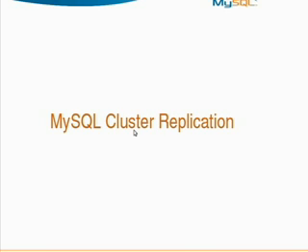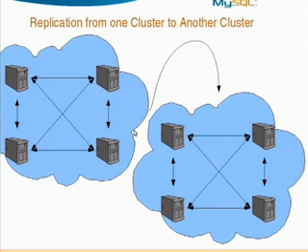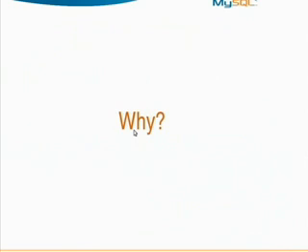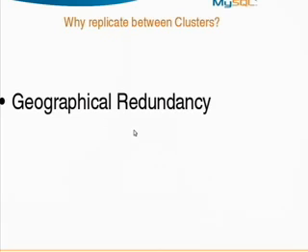But we also support this cool thing called MySQL Cluster Replication. We're not talking about the internal mirroring of data between nodes here. So not that nodes in a node group, number of replicas thing. We're talking about taking data in one cluster and replicating it to another cluster over a normal MySQL replication channel. So why would you want to do this? It's actually the usual reasons that you would use normal MySQL replication. You want geographical redundancy in case a data center goes away, for example, and you get blue lights in your eyes. That's a feature.